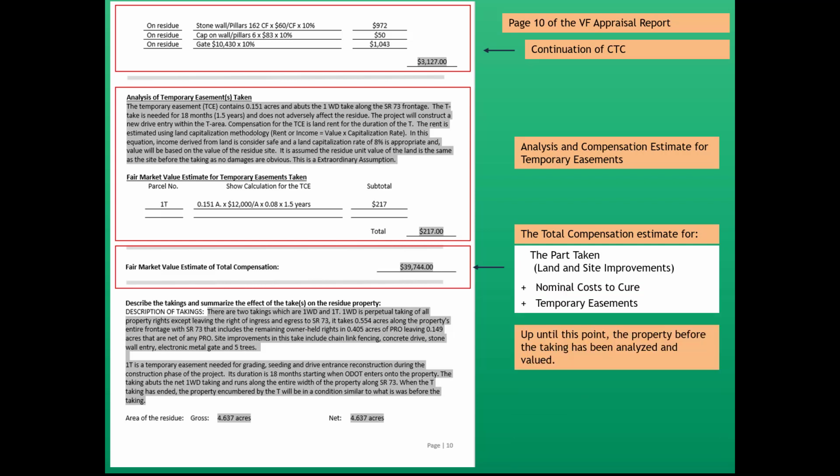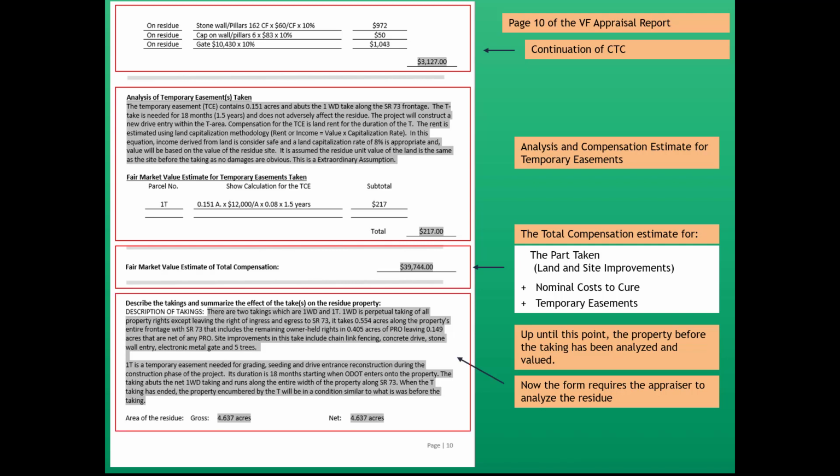Up until this point, the property before the taking has been analyzed and valued. Now the value finding form requires the appraiser to analyze the residue. What the form requires is a description, the appraiser to describe the takings and summarize the effect of the take on the residue property. First part of that is description of the take. There were two takings, which are 1WD and 1T.